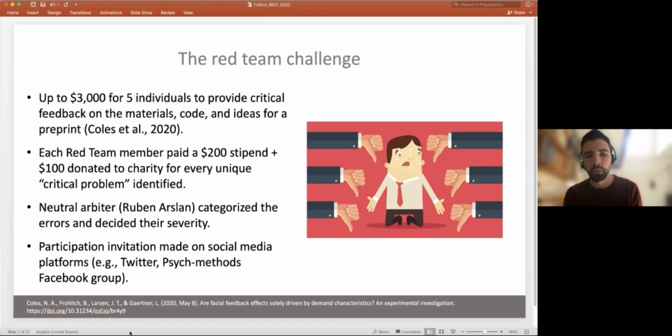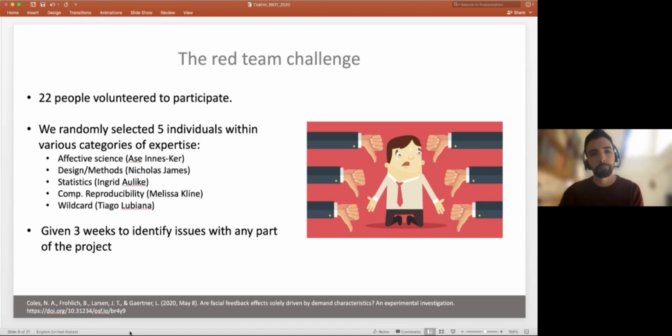And we invited people to participate on social media platforms, primarily Twitter, the Psych Methods Facebook group, and I think Daniel Lakens's blog as well. And I think within a few days of the call, we had 22 people who had volunteered to participate, which is pretty cool. I mean, we didn't even know whether we'd get more than a few. And we divided these people up into categories of expertise that were relevant to the paper. And within each of those categories, we made a random number generator and just chose people at random.